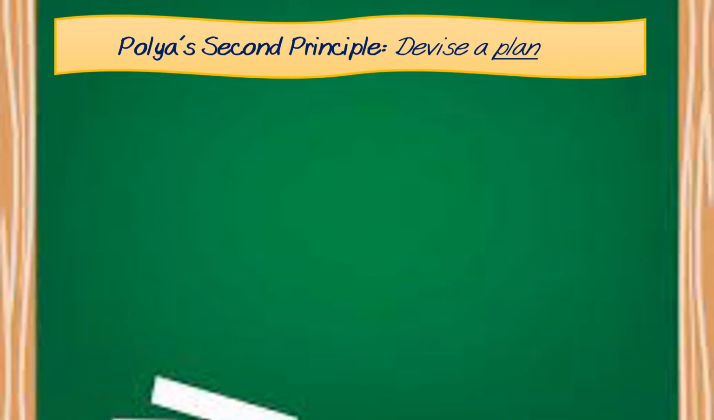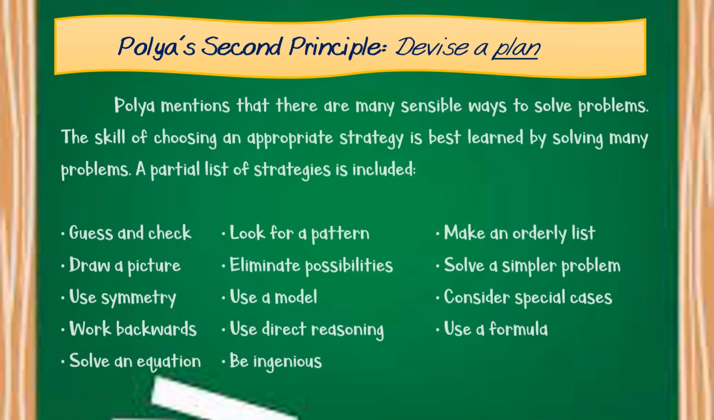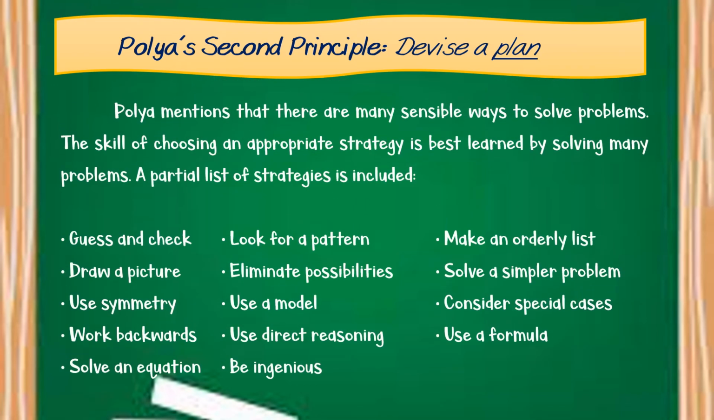The second principle is devise a plan. Polya mentions that there are many sensible ways to solve problems. The skill of choosing an appropriate strategy is best learned by solving many problems. A partial list of strategies is included. You might look for your own strategy here.